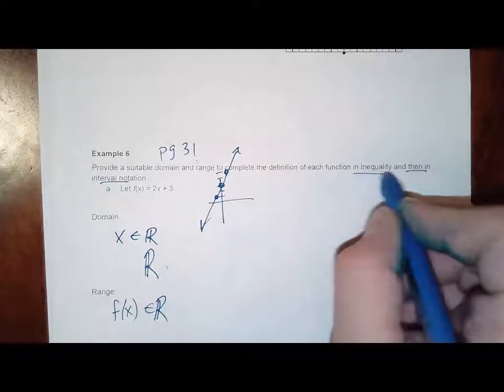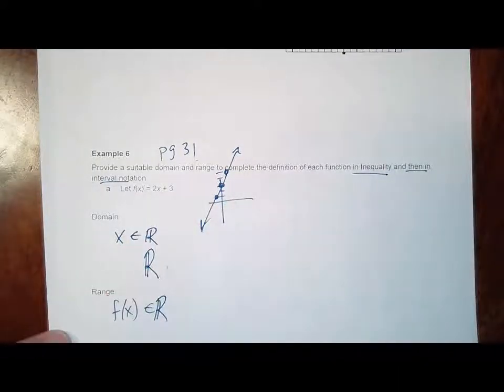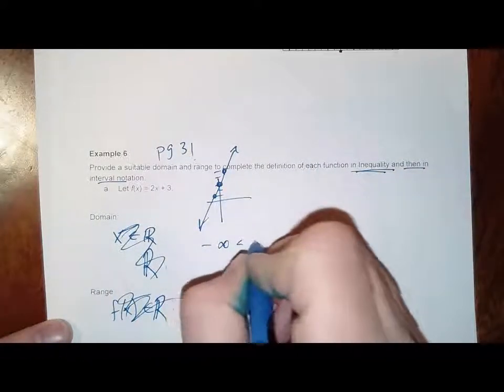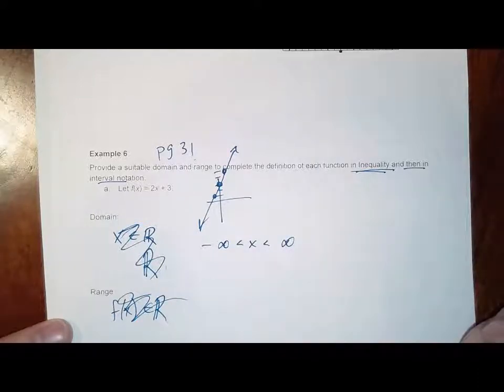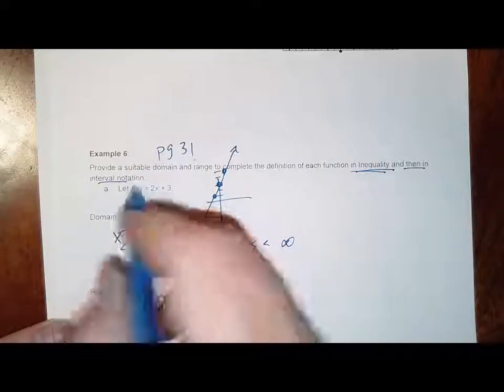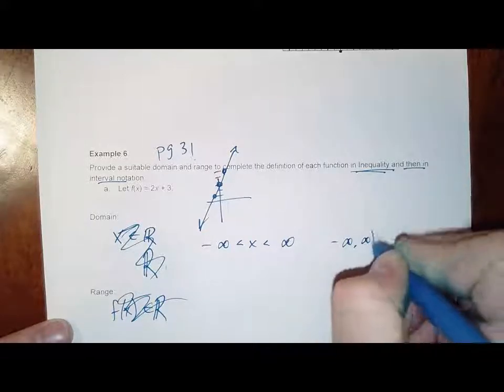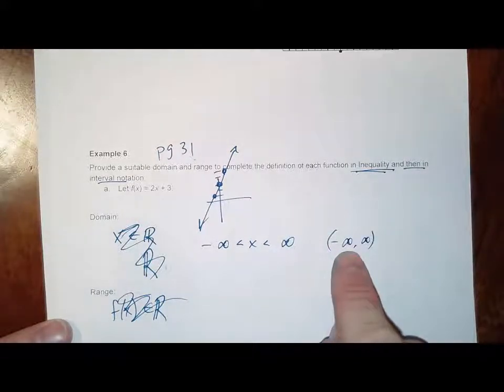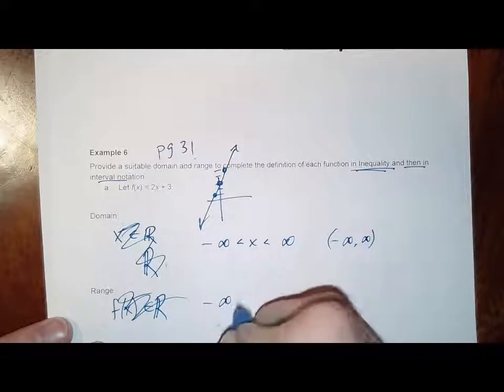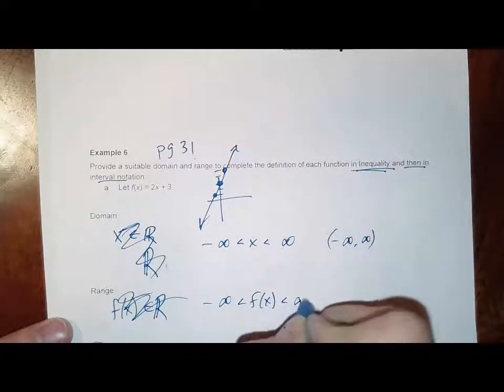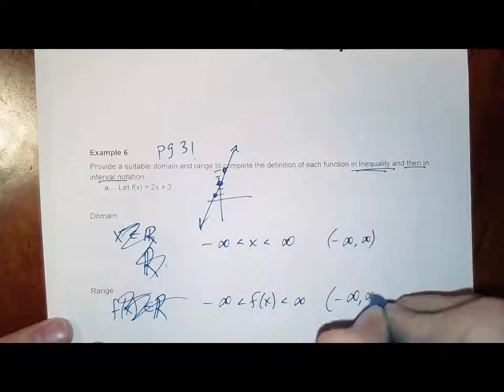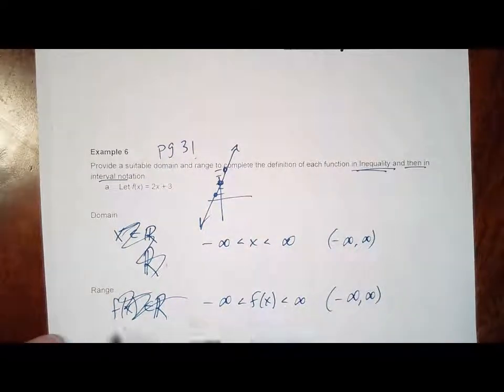Oh, sorry, that's the function, not the function in either notation. Don't do it that way. I mean, you should know that, but don't do it that way. Inequality notation: negative infinity is less than x is less than positive infinity. Interval notation: this is dumb, but we'll use it. Negative infinity is less than f of x is less than infinity, and this is still dumb, but it works. I think this actually is better. Okay, for this scenario. Turn the page, go to page 32.